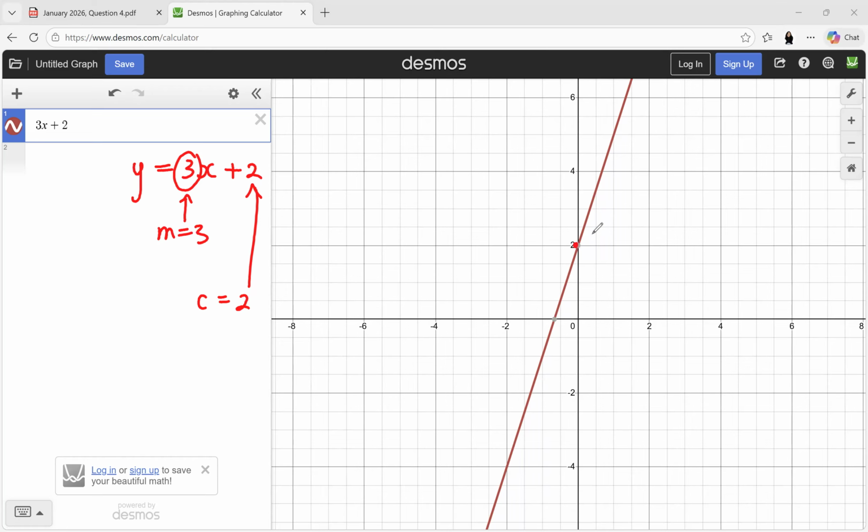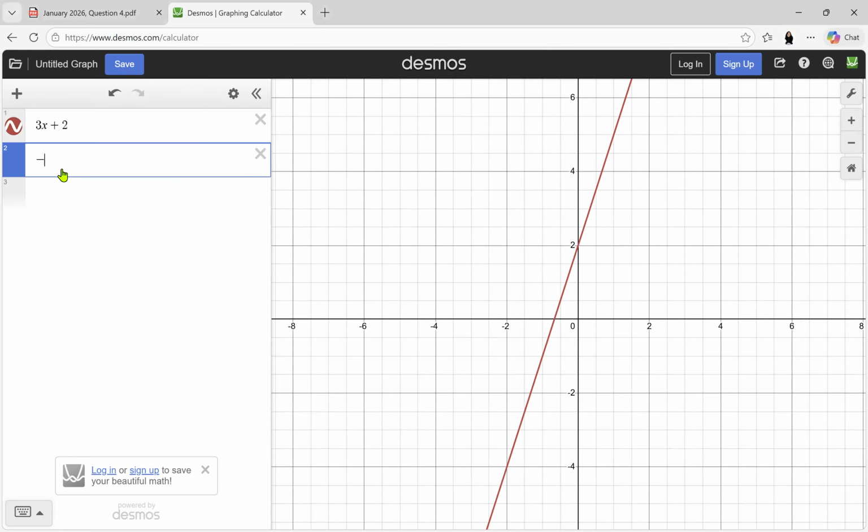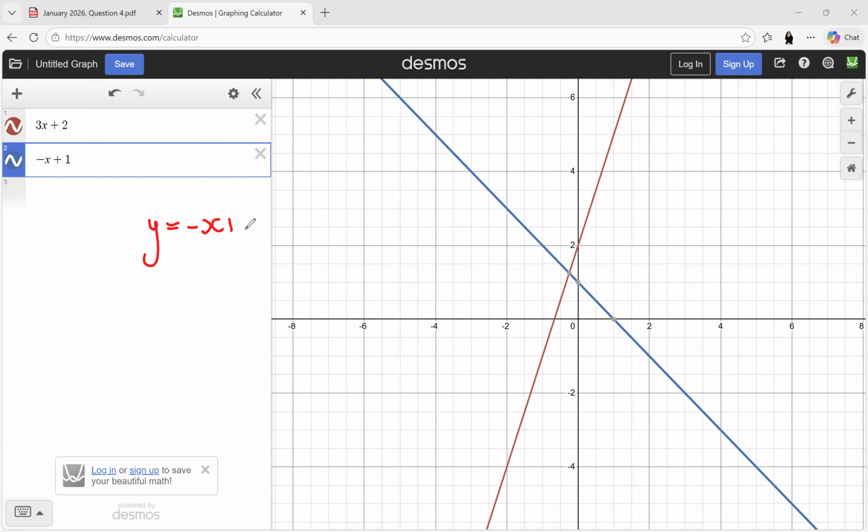y is equal to 2. So this is the y-intercept here, 0, 2, right? And of course, it's increasing from left to right. So that's how this line would look. Another one that I had on the screen just now as the example, I had negative x plus 1. So notice negative x plus 1 is this blue line, right? So if it's negative x plus 1, that's really y is equal to negative x plus 1.